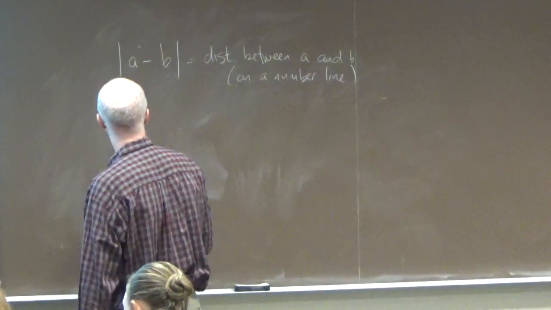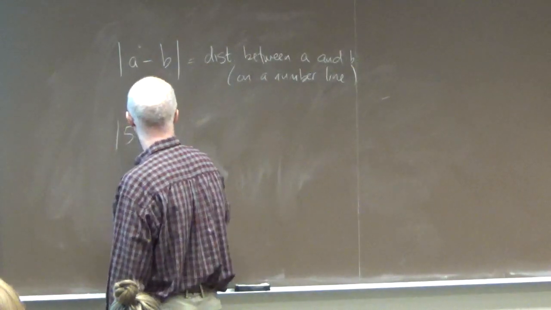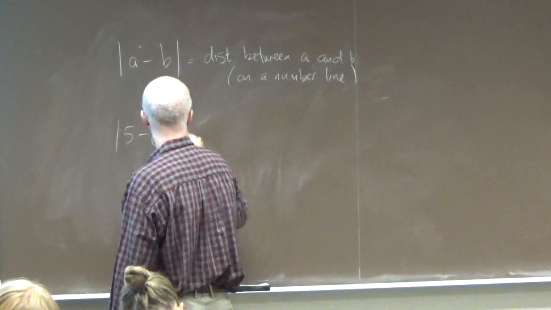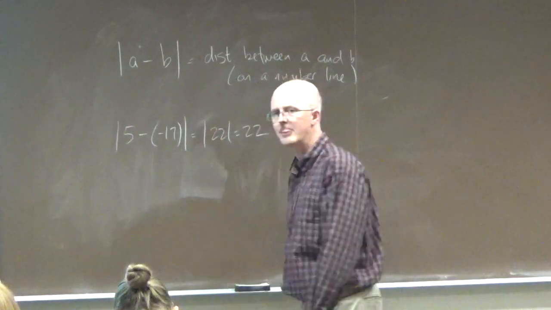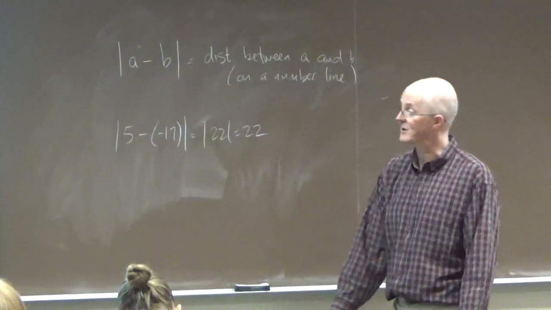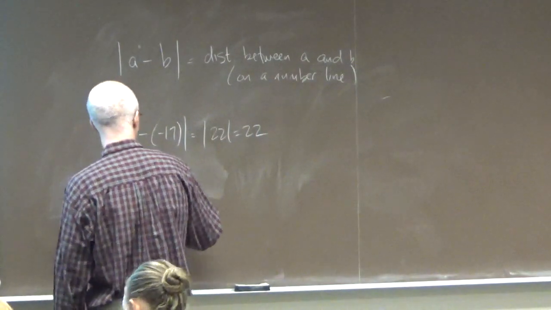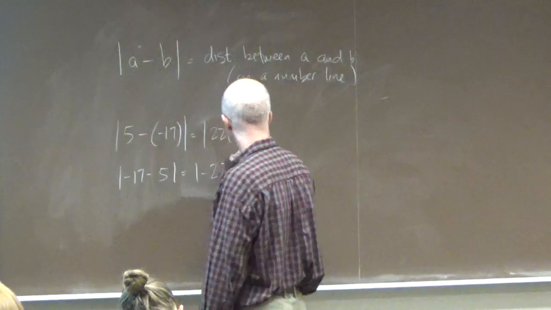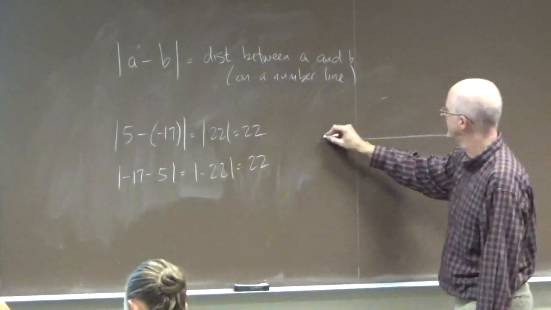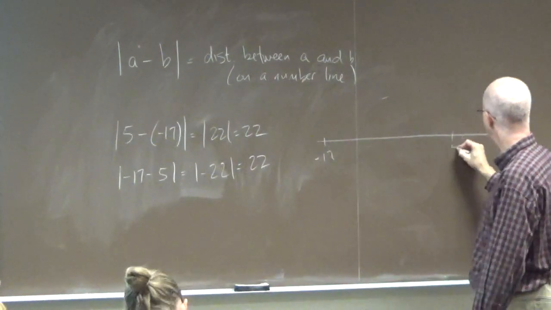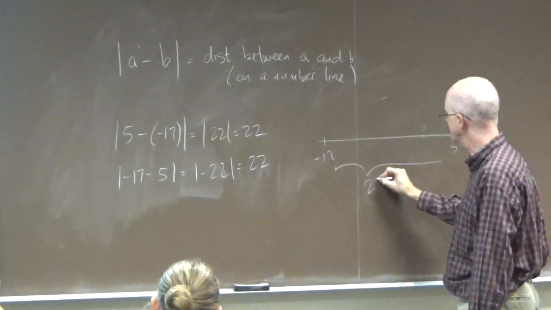What's the distance between 5 and negative 17? Well, it's the absolute value of 5 minus negative 17, the absolute value of 22, which is 22. Notice the formula is symmetric. I could switch around the roles of the 5 and the negative 17, and I'd still get an answer of positive 22. And indeed, if you draw a number line, here's negative 17, here's 5, 0 would be right around there. The distance between them is 22.